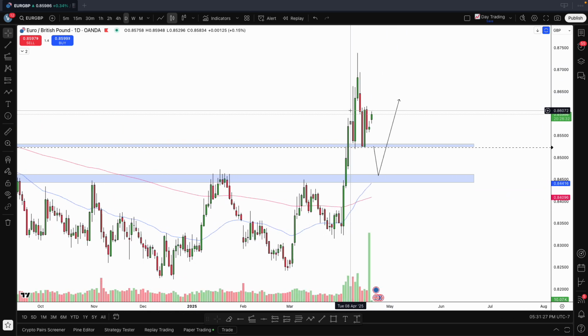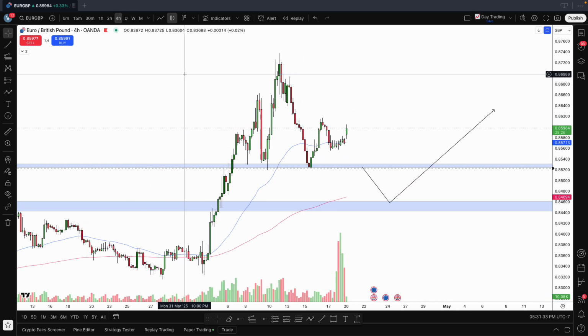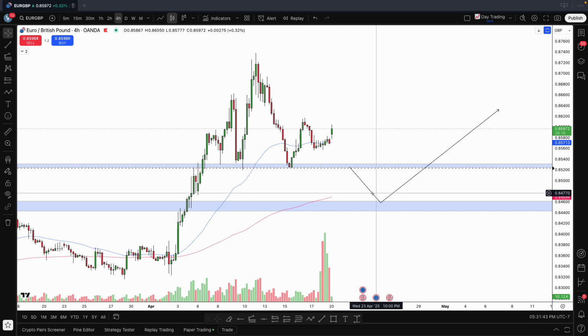Price broke above, price shifted structure in the daily, so it just makes sense that price might be coming back down over here for a rejection. The reason being is because if you look at 4 hour, there's a beautiful head and shoulders pattern forming right over here. I'm not gonna enter so early. I'm gonna wait for a confirmation by price closing under this area.